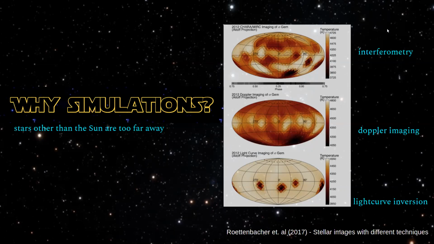But here, this is a paper by Rottenbacher et al. from 2017, and they have compared here three different surface imaging techniques of the same star. On the top you have interferometry, in the middle Doppler imaging, and at the bottom you have light curve inversion. And what you see is that not only do we not have an idea of the fine structure of spots or the fine scale surface distribution, the results generated by these methods don't seem to agree very well either.